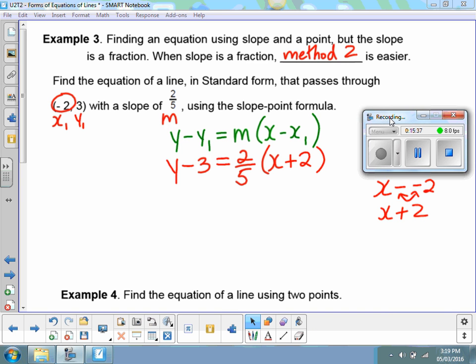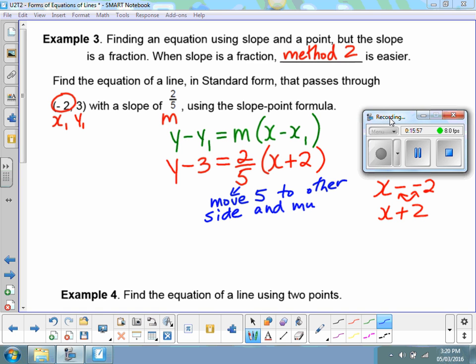Now here's the key step. Because of this fraction, our next step is going to be to move 5 to the other side. And because it's dividing, when it goes to the other side, it's going to change to multiply. So here's what that's going to look like when we move it over: we're just going to write it in front of that bracket, or in front of the y minus 3. So we'll put the y minus 3 in a bracket, and then we just have the 2 in front of the bracket on the other side.